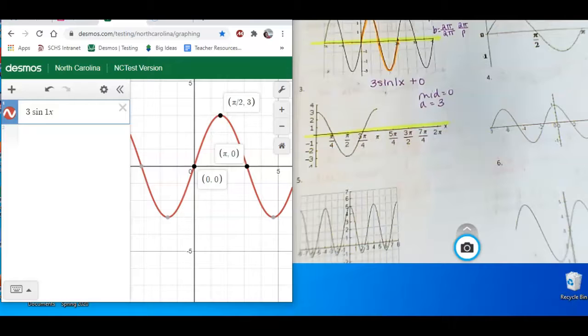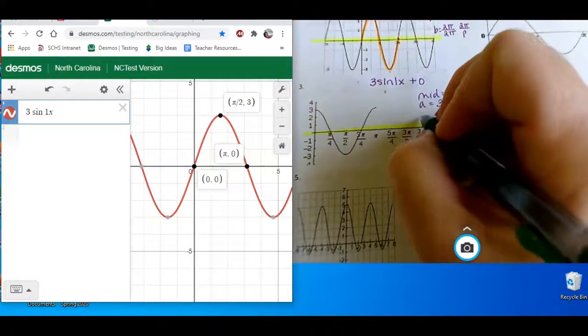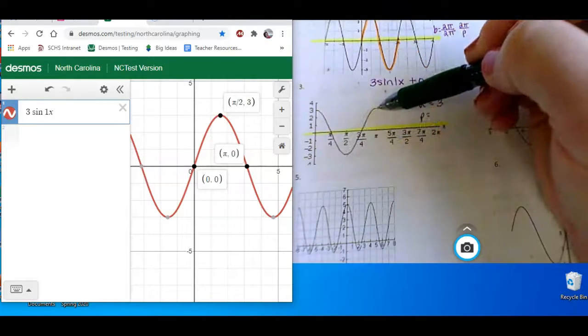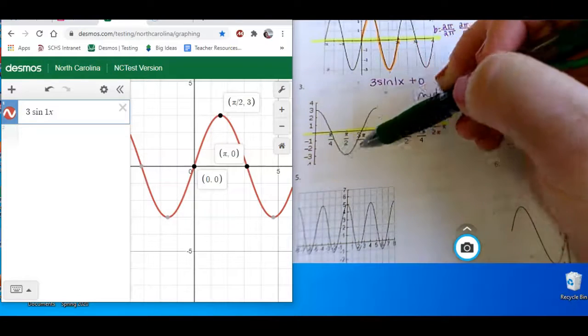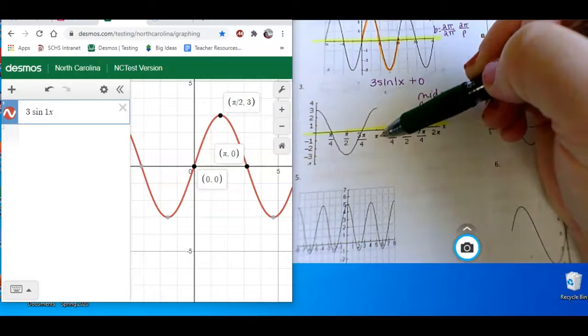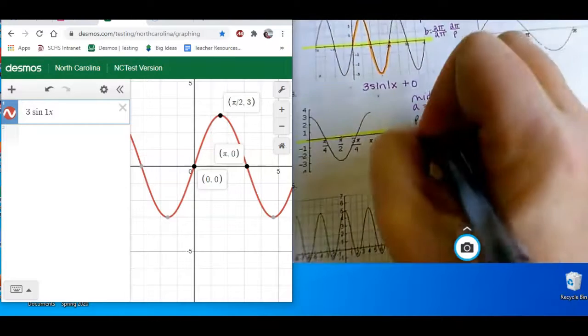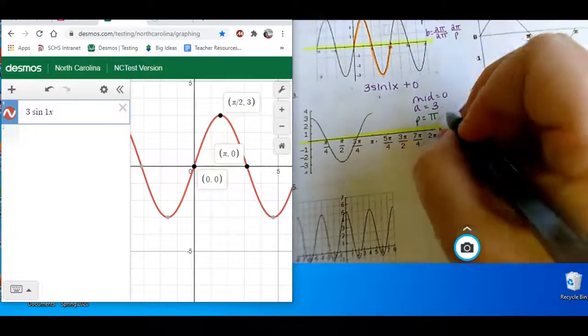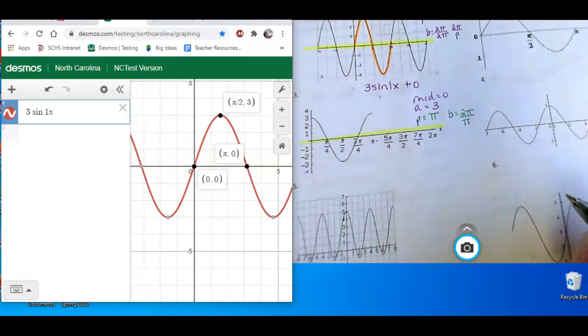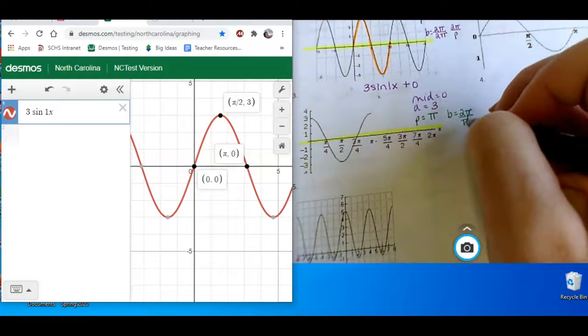Interestingly enough, on this graph, they drew just one period of it. The graph continues to go, but they drew one period of it. What is the period here? It's wherever you start it and go all the way to the end. Pi. Does that make sense? So pi is the period. To get b, I'm going to do 2 pi divided by pi. Pi's will go away, so I get 2.